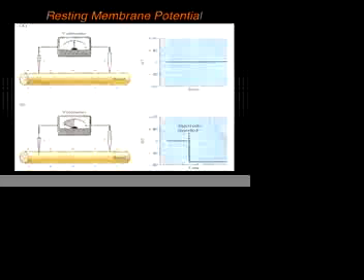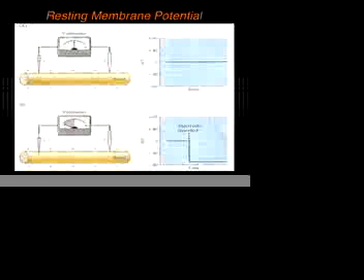All neurons have a difference in electrical charge inside the cell compared to outside the cell. This is called the resting membrane potential. It can be measured by placing an electrode on the exterior of the cell in the extracellular fluid and placing a second electrode into the intracellular fluid inside the cell.